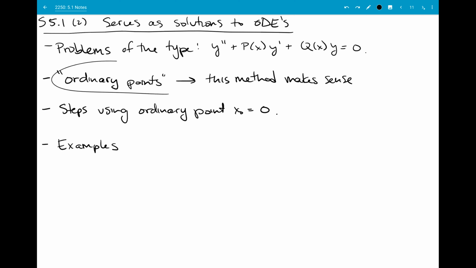To do that, we're going to have to think about something called ordinary points. We're just going to define that. You're going to know that this method makes sense whenever those conditions are met, and that's all you need to think about for that topic. I'm going to write out the steps to solve this type of problem using an ordinary point, x0 equal to 0, and then we'll do examples.